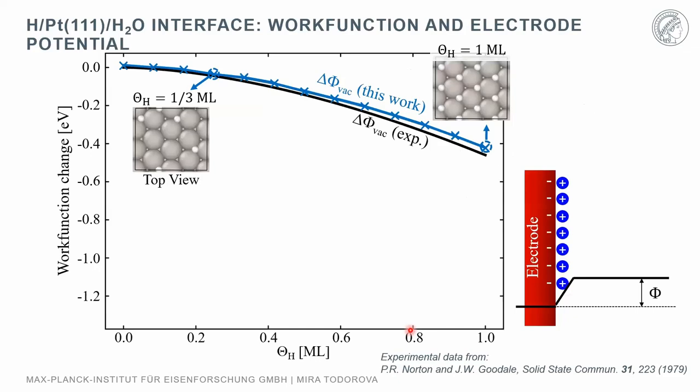So we thought this is a good system to first of all look at with our method and try to understand the water interface interactions. What you see here is the work function, plotted as a function of the coverage, first for vacuum, where we align everything to the pristine platinum 111 surface and then look at the change as we increase the hydrogen coverage at the surface.